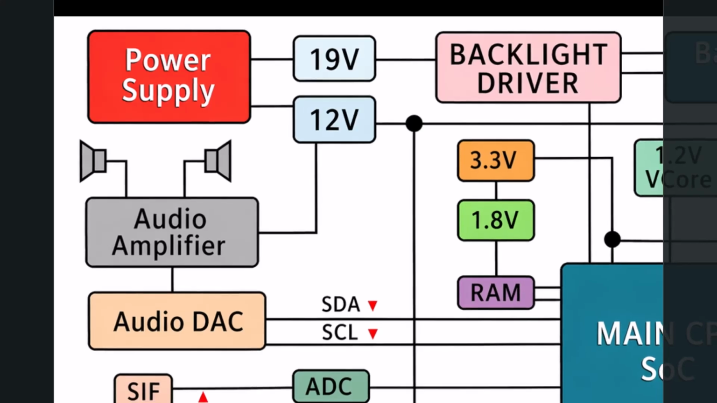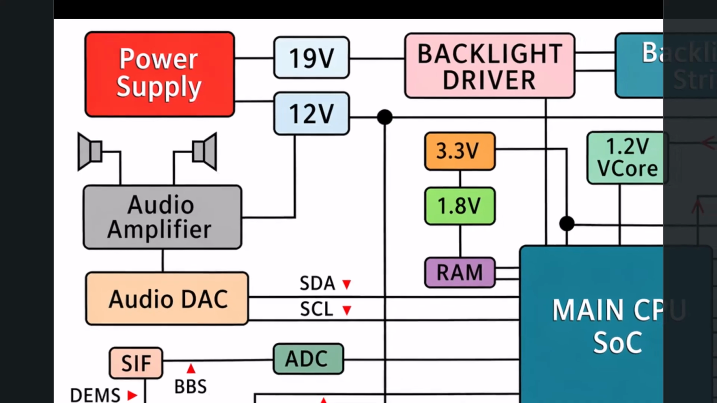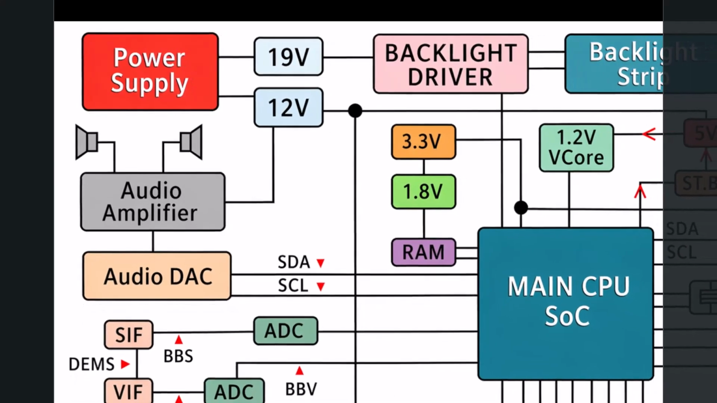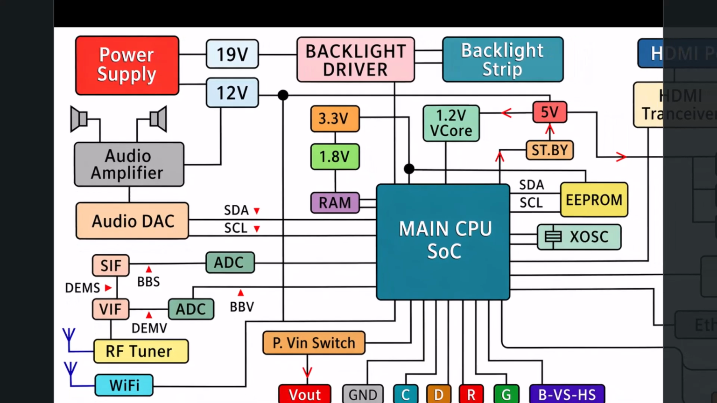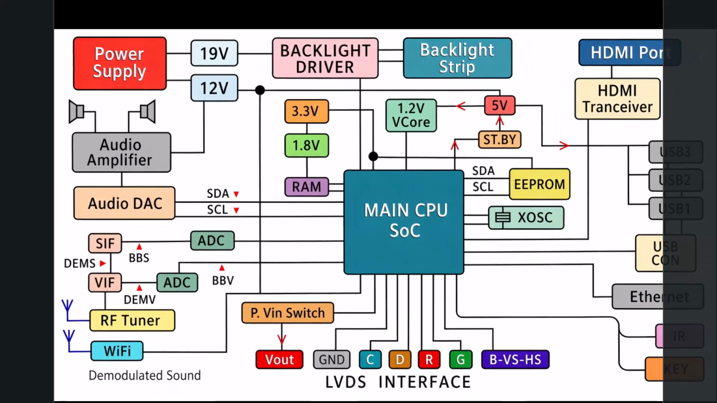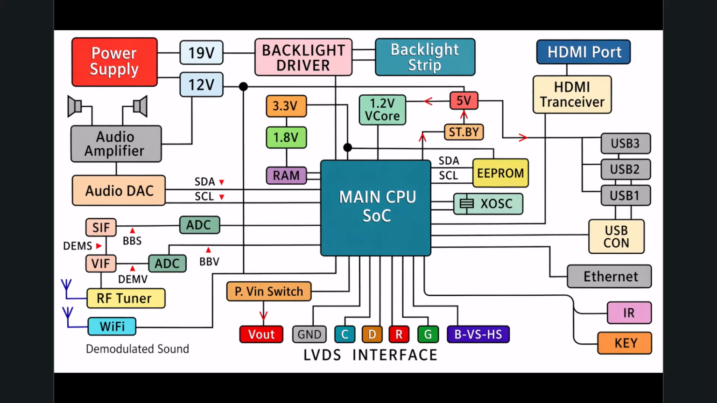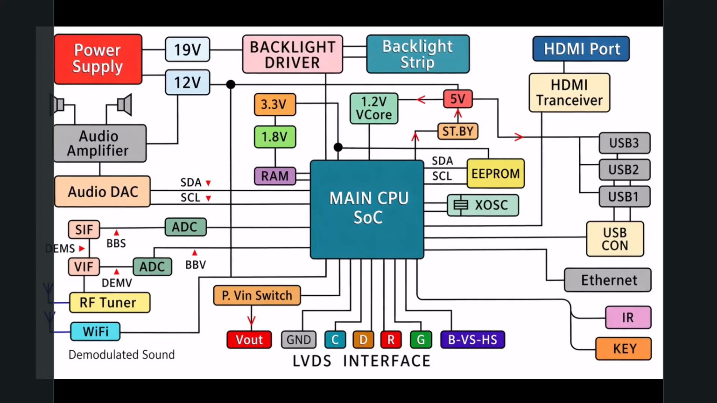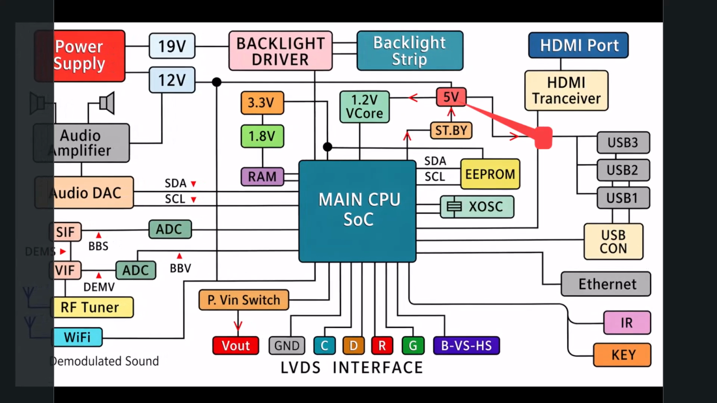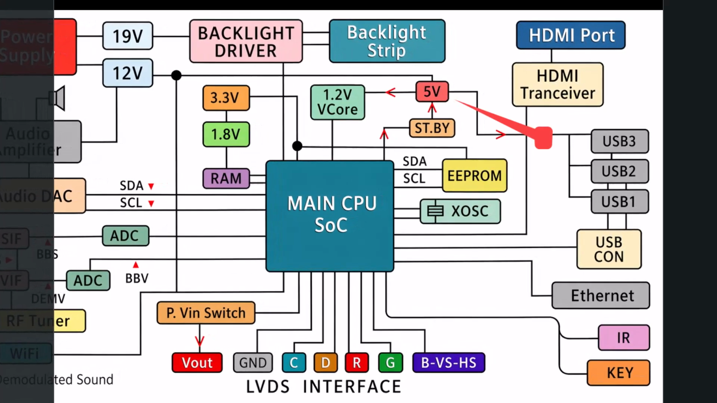Meanwhile, the 12-volt line acts as the main circulatory system for the rest of the board. However, the delicate microprocessors and memory chips cannot handle 12 volts directly. It would instantly destroy them. Therefore, this primary voltage must be distributed and stepped down through a series of voltage regulators. Notice the pathways branching off. The voltage is dropped to 5 volts, which is crucial for USB ports and standby operations.